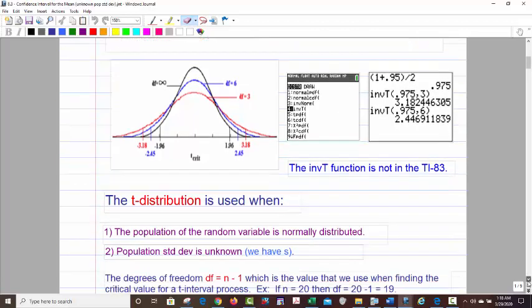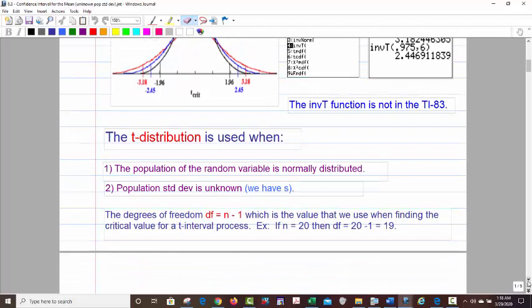Now the conditions for the t-distribution: the original data still has to be normally distributed. You're still coming from a normal population, but you don't have the population standard deviation. We have the sample standard deviation.